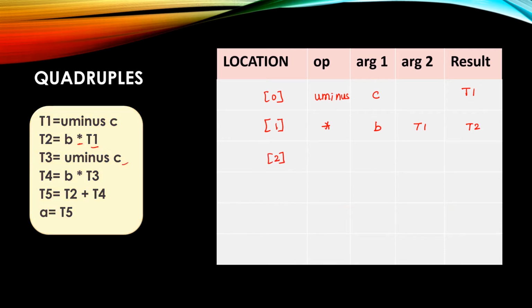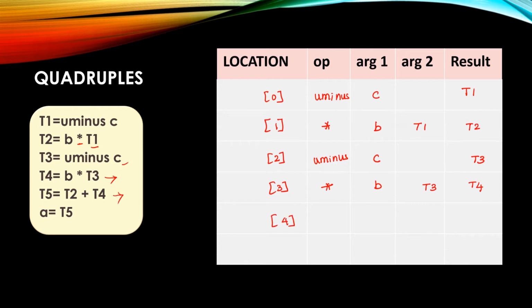Next, for this expression, it is stored in the location 2. Operator is U minus. The first operand is C. The result is stored in T3. And for the next expression, it is stored in the location 3. What is the operator? Star is the operator. First operand is B. Second operand is T3. And the result is stored in T4.